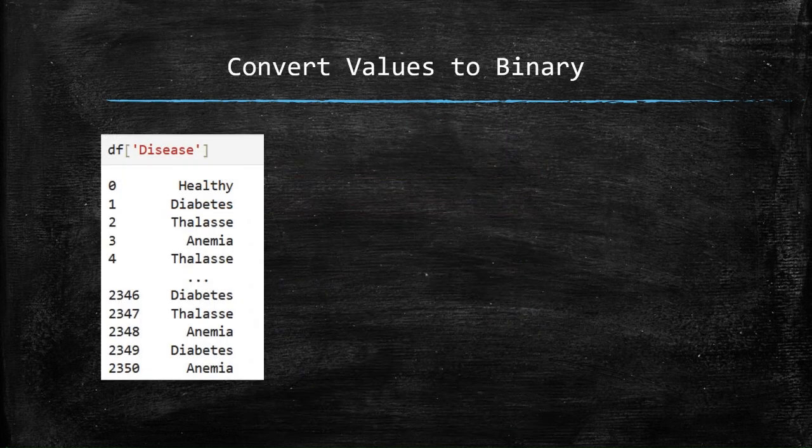We convert the disease values to binary values. This can be done by simply adding a condition of not equal healthy. So if the value is not equal to healthy, convert it to 1, that it has a disease, and if it is equal to healthy, convert it to 0, that it has no disease.